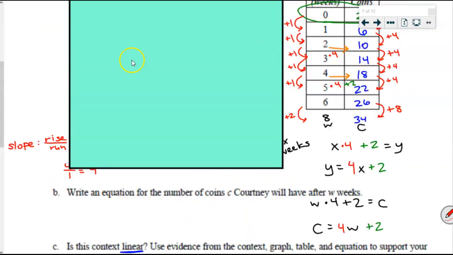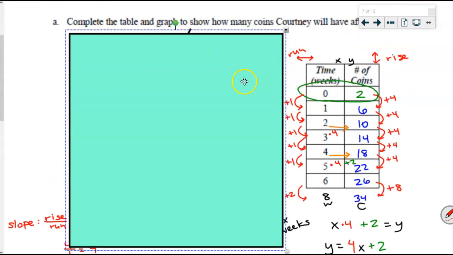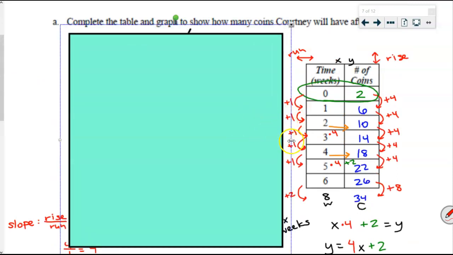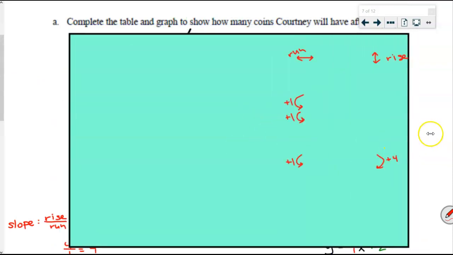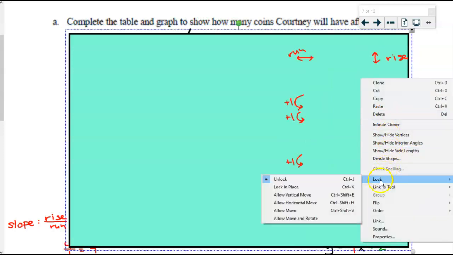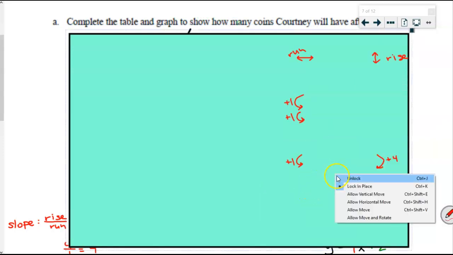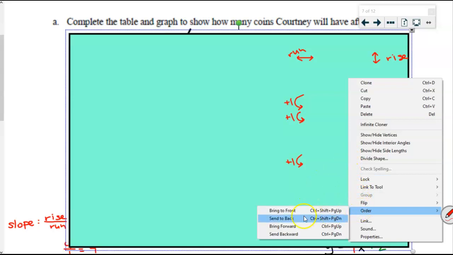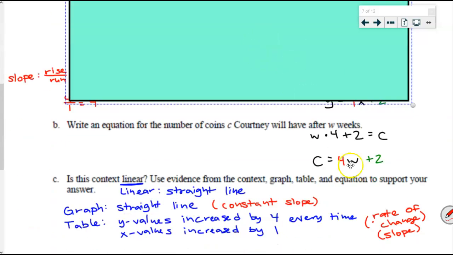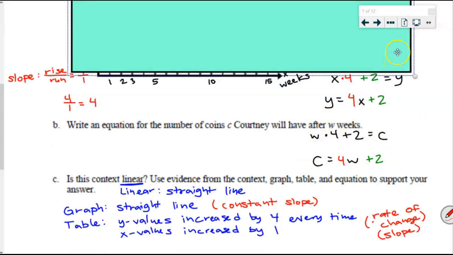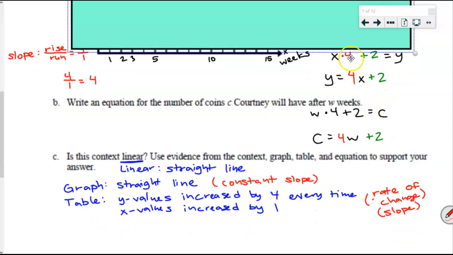Okay, it's getting harder now. Guess what? Eventually this is going to happen. You no longer have a table. You no longer have a graph. Okay, all that information is gone. All you have is this. You don't have a table. You don't have a graph, but you have an equation. Can you still tell that it's linear? Yeah, 4 is that magic number, isn't it? Do you still see that 4?